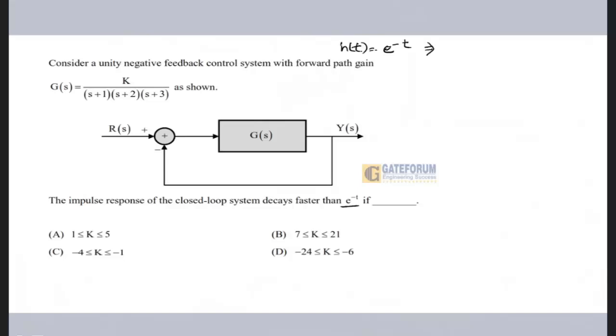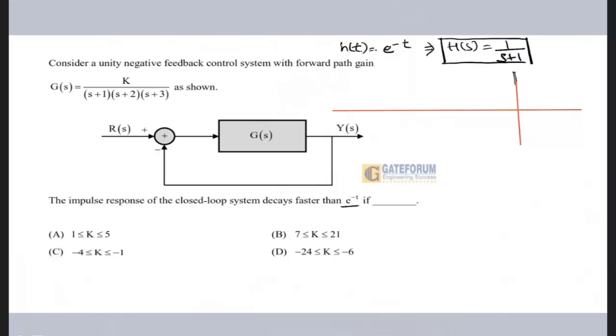So the corresponding function will be 1 by s plus 1. So what they are telling is, here the reference is not the origin. With respect to this, you have to check the location of the other two poles, and for that they have asked the K value, that is, they have asked for the conditional stability.